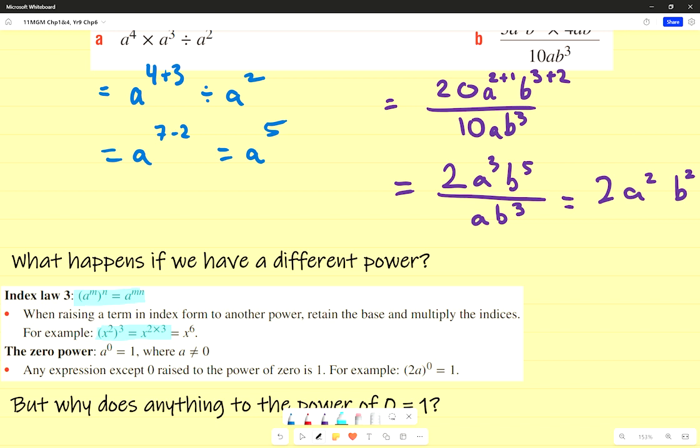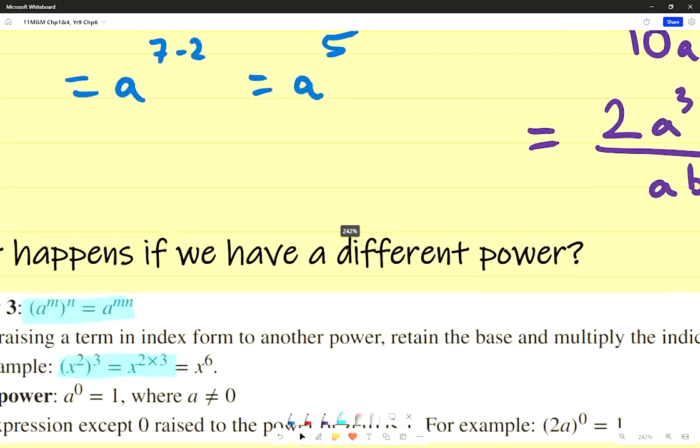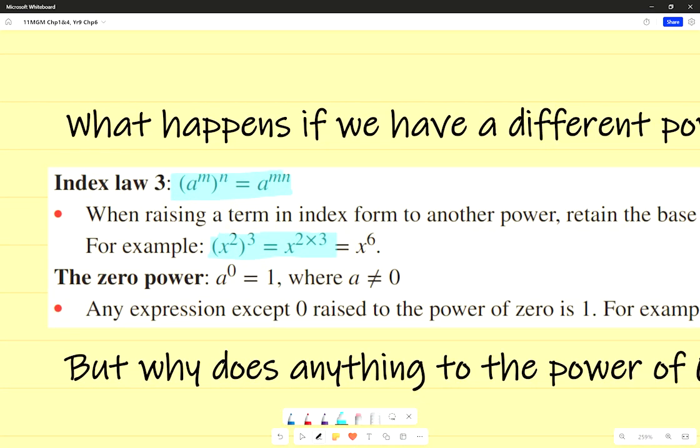Alright, I'm hoping you've copied down the example on the right hand side if you needed it. A very brief example: x to the power of 2 to the power of 3 is x to the power of 2 times 3. Just don't get that mixed up with x to the power of 2 times x to the power of 3. That is a different scenario. That is your index law 1.